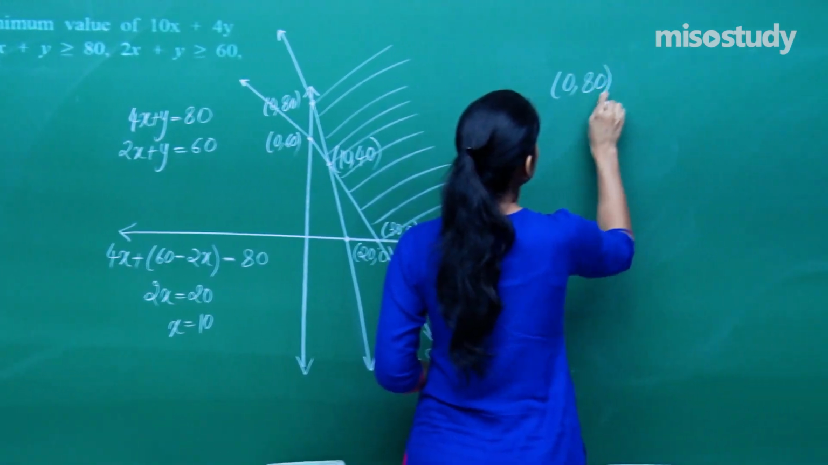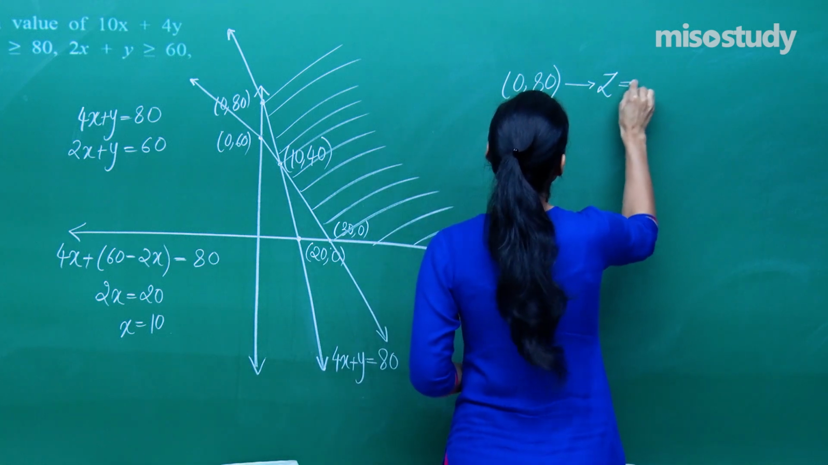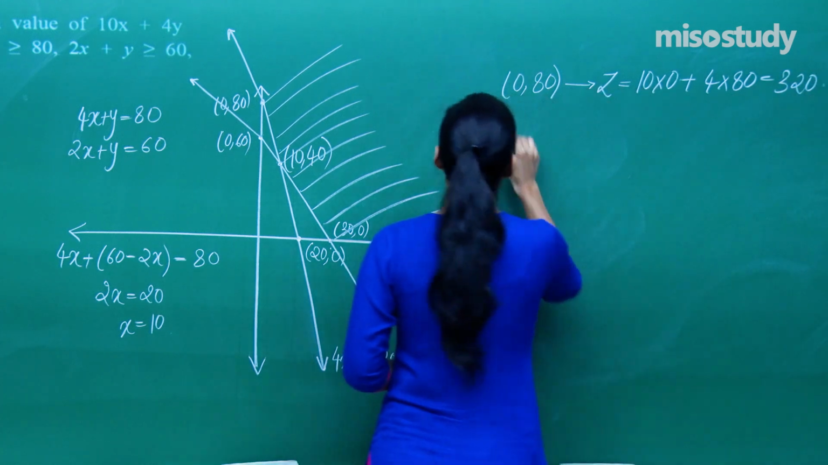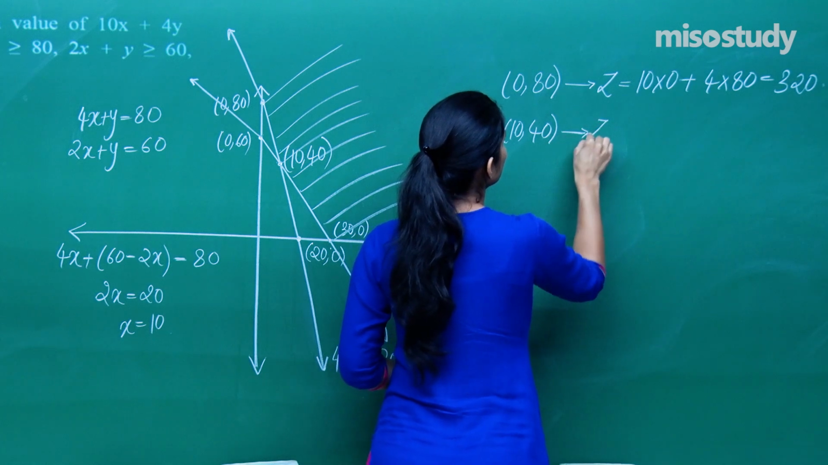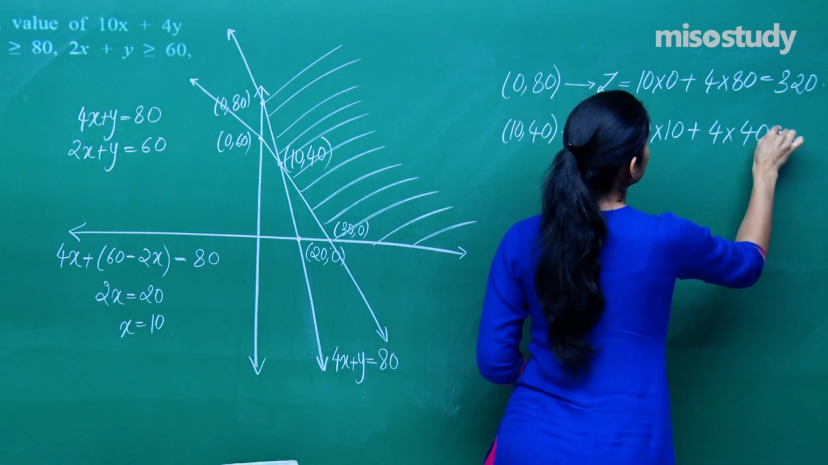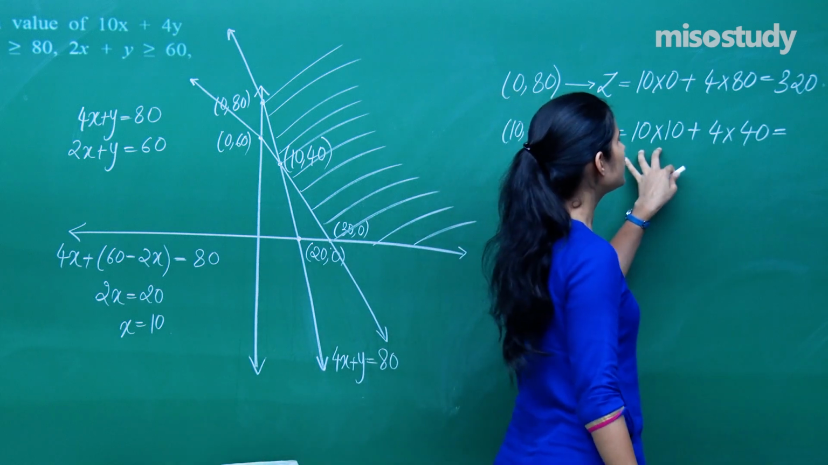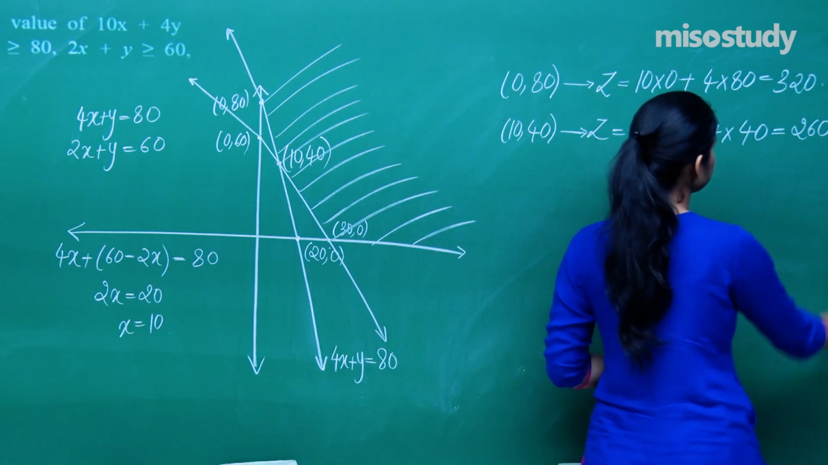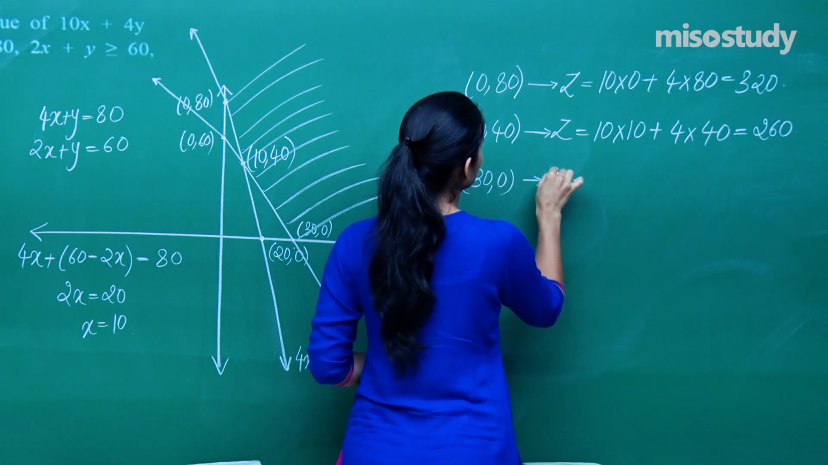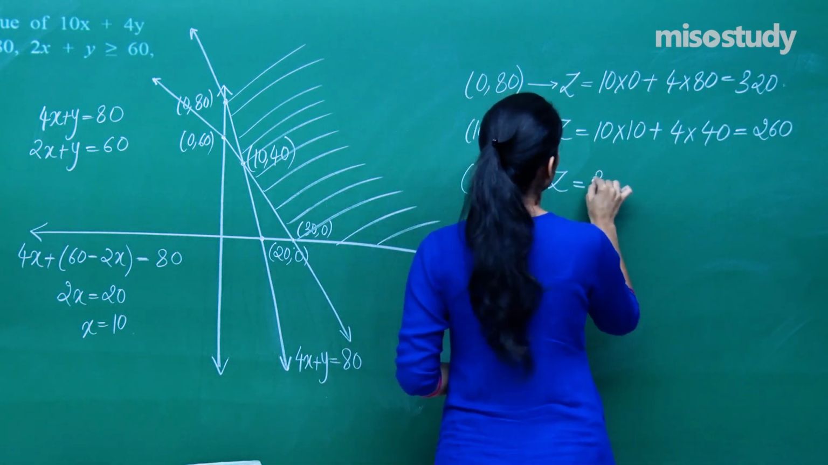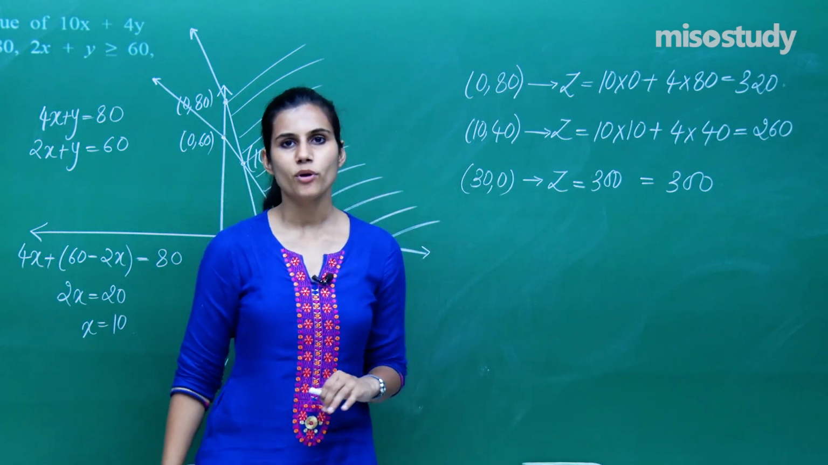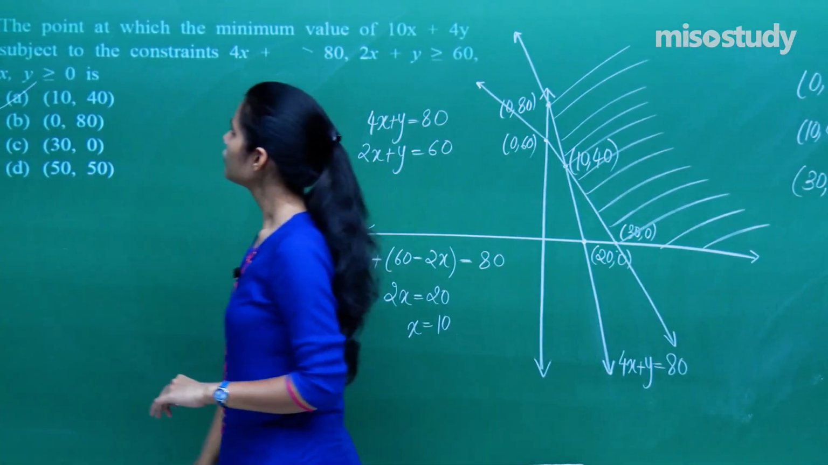If I talk about 0, 80, my z is 10x plus 4y, 10 into 0 plus 4 into 80, which is 320. Then you have 10, 40. Z is 10 into 10 plus 4 into 40, so this is 100 plus 160, which is 260. And then you have 30, 0, which implies Z is 30 into 10, which is 300, plus 4 into 0, so this is 300. So the minimum that you are getting is 260 at the point 10, 40. So your answer is 10, 40, the point at which Z attains its minimum.